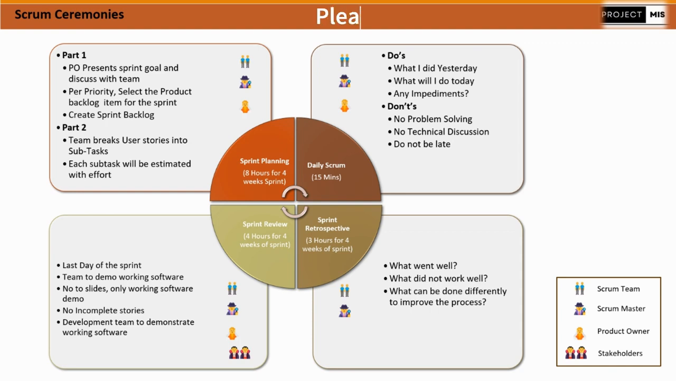So that is the objective of the sprint retrospective. In brief, the maximum time box duration should be 3 hours for a 4-week sprint. And who should join this sprint retrospective? The Scrum team and the Scrum Master.